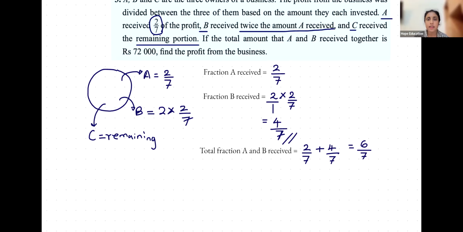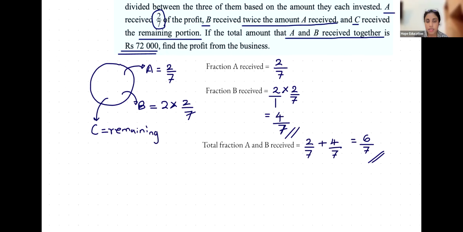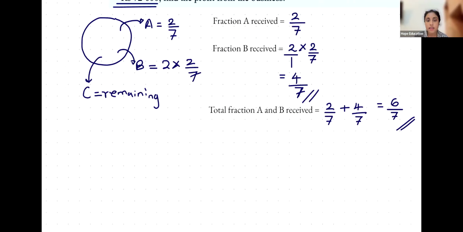What are they asking again? If the total amount that A and B received together is 72,000. The total that A and B received is 6/7. So they are saying that is 72,000. That means 6/7 is equal to 72,000.